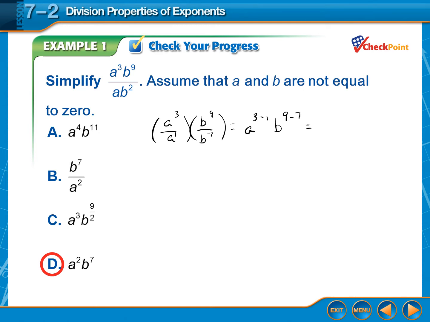So then it's just a matter of subtracting. So 3 minus 1 means I have a squared. And for b, 9 minus 2 is b to the 7th.